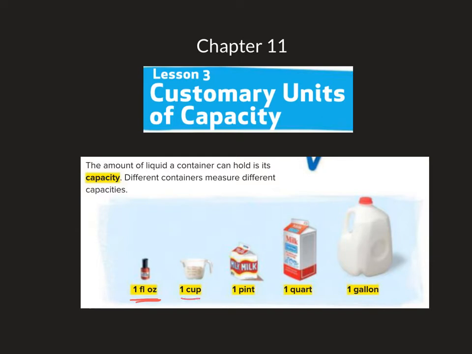Then we have 1 cup. You probably know this from baking and cooking, hopefully. 1 pint is the milk cartons that you drink at school. A quart is a larger one, sometimes in plastic bottles. And then the gallon is the big guy, the gallon of milk. So let's dive into these a little bit closer.